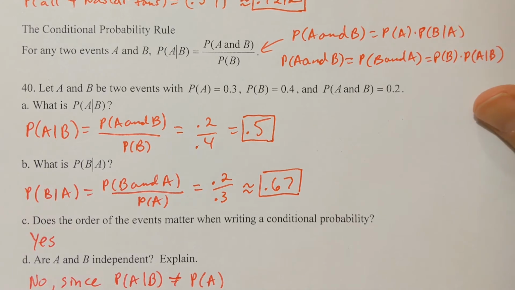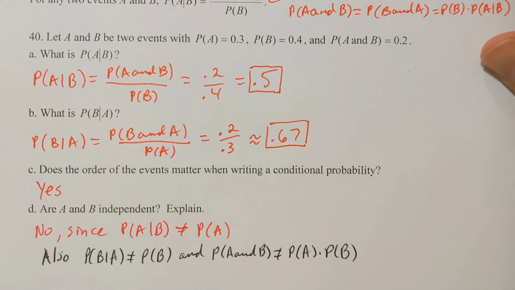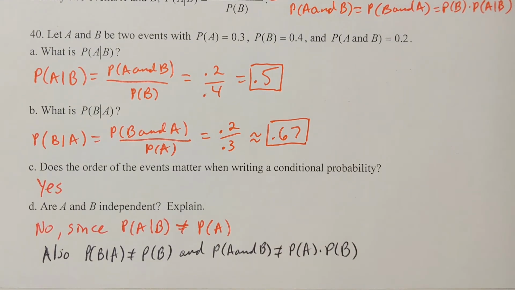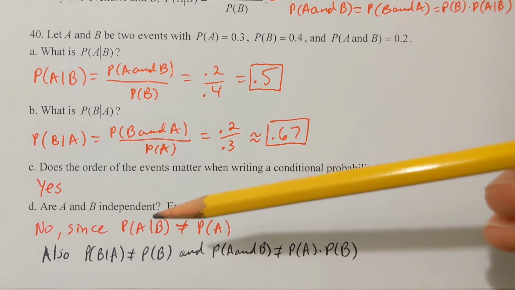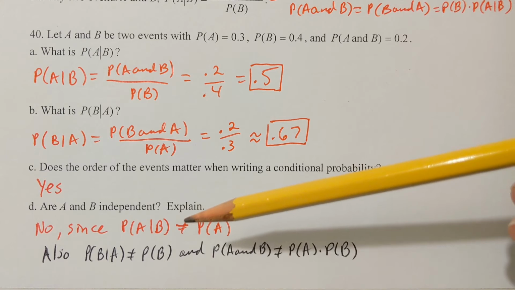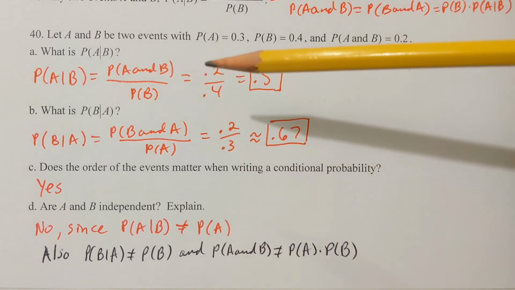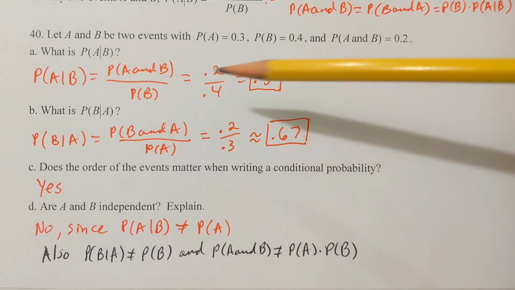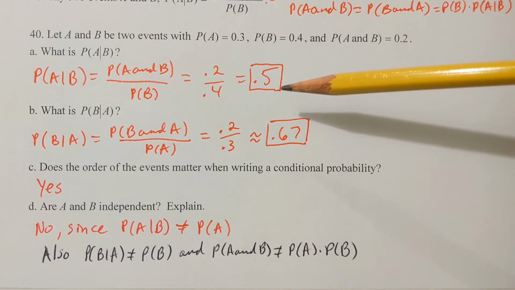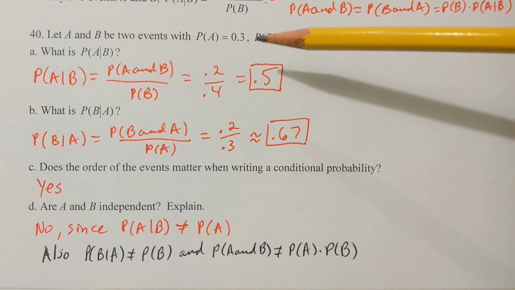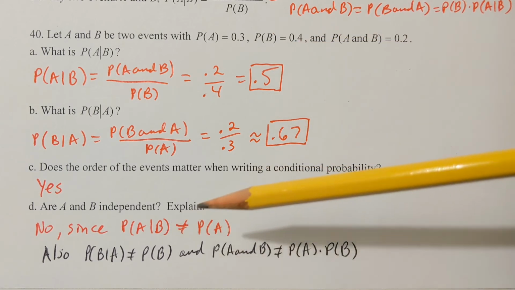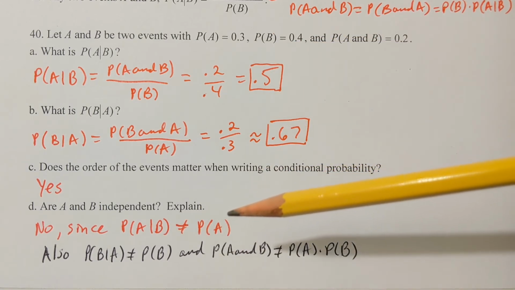Part D, are A and B independent? Well, remember what it means to be independent. It means that the probability of A given B has to be equal to the probability of A. Here is the probability of A given B that we computed, that's 0.5. Probability of A is 0.3. Well, that's not the same thing. So no, A and B are not independent.